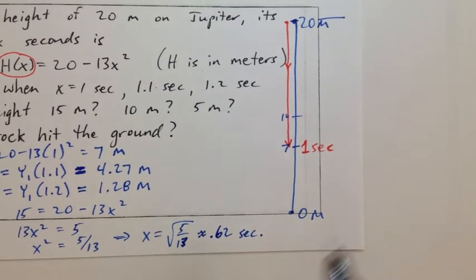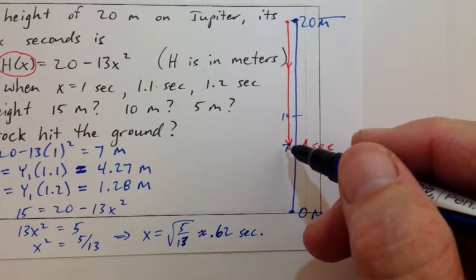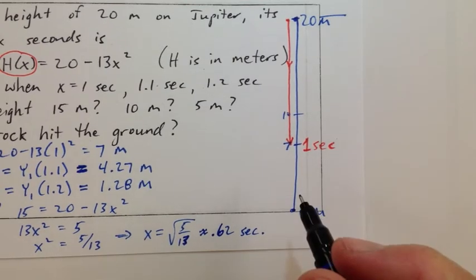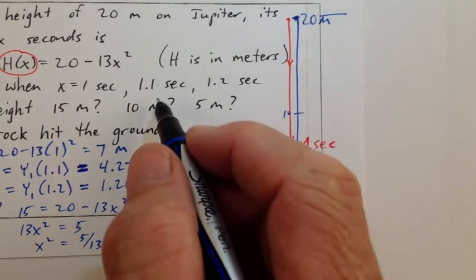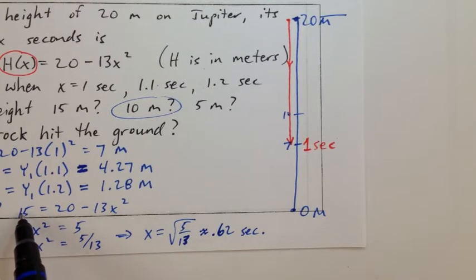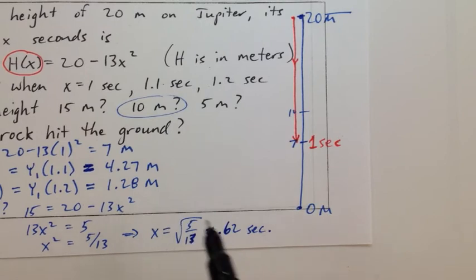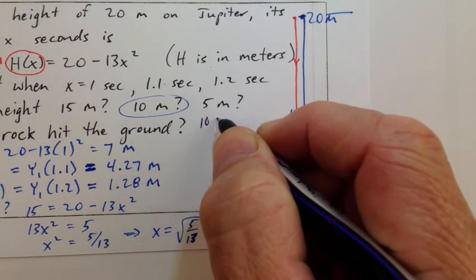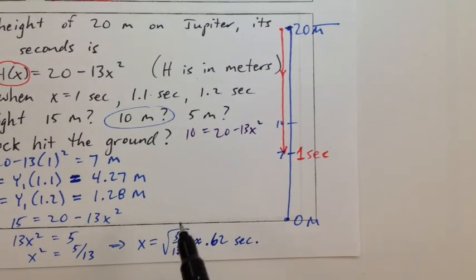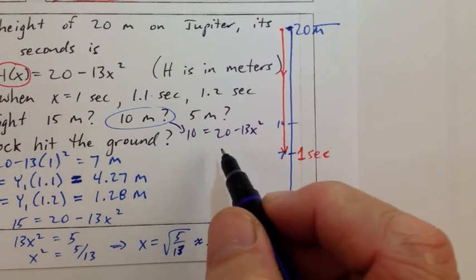And that makes sense because it was 1 second to get down to 7 meters, and at the 15 meter mark it's 0.62. All right, and then the 10 meter mark, we just want to let y1 equal 10. Got a little bit of space over here. Maybe I'll change colors so that you can easily see it. So you solve the equation 10 equals 20 minus 13x squared. Okay, and then so we're going to solve it right here.